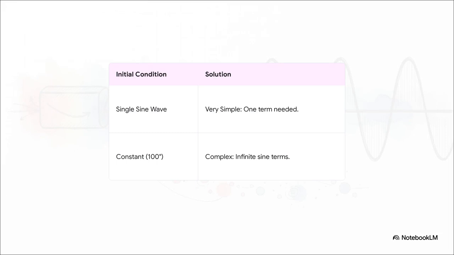And you can see the huge difference here, right? If our starting temperature is already a pure note, the solution is dead simple. It's just that one wave, and we watch it fade. But to create something that looks as simple as a flat 100-degree line, well, it turns out you need an infinite combination of our sine waves to build it. It's a much more complex sound than you'd think.